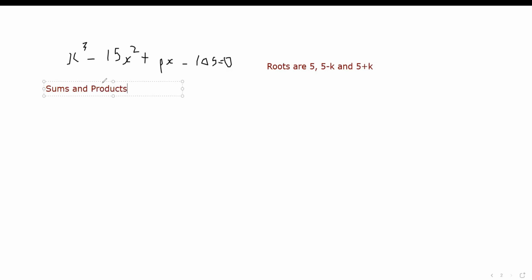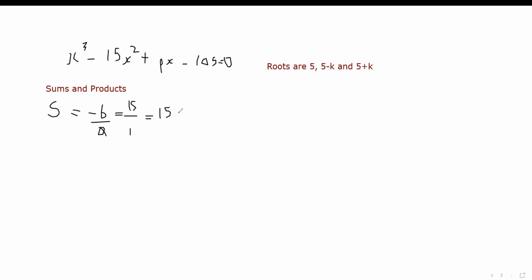Now, remember the formula for how we find the sum. The sum of the roots of a cubic, the sum is what? Minus b over a, right? That's how we find the sum of roots. Minus b over a. So it's going to be minus minus 15, which is 15 over 1. And 15 over 1 is 15, right? Cool with that? Are you hearing me? Can you hear me, Marika?